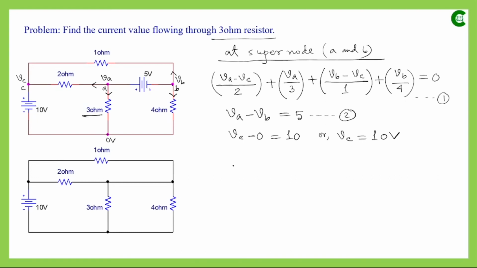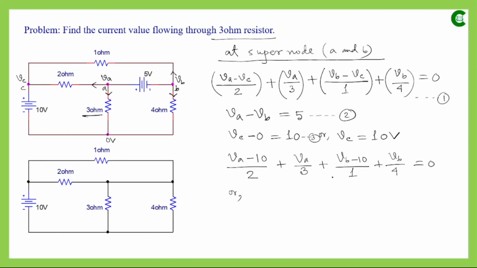Now in the first equation, if we put the value of VC, it will be (VA minus 10) divided by 2, plus the second term VA by 3, then the next term (VB minus 10) divided by 1, and next we have VB by 4, and that will be equal to 0. In this equation we now have two variables, VA and VB, and in the second equation we again have VA and VB. So easily we can simplify these two equations and find the values of VA and VB.